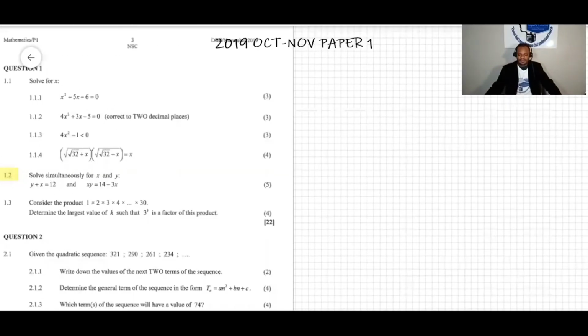Well, in the previous videos, we did question 1.1, all the sub-questions in different videos. Now we're going to do question 1.2 that says solve simultaneously for x and y. And then I'm writing question 1.2. We need to solve for x and solve also for y.